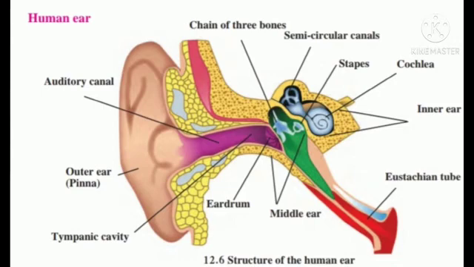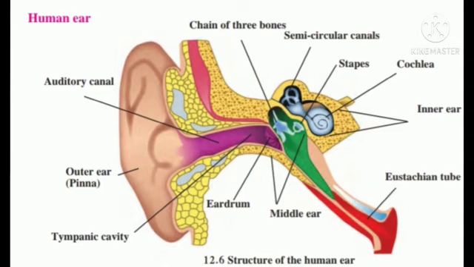Now let us see about the human ear. The ear is an important organ of the human body. We hear sounds because of our ear. When sound waves fall on the eardrum, it vibrates. These vibrations are converted into electrical signals which travel to the brain through the nerves. The ear can be divided into three parts: outer ear, middle ear, inner ear.